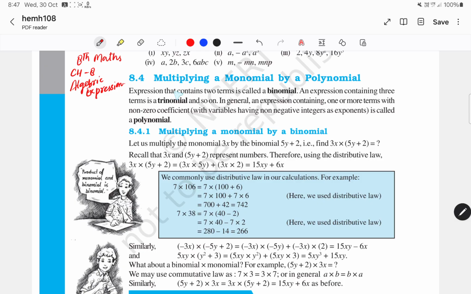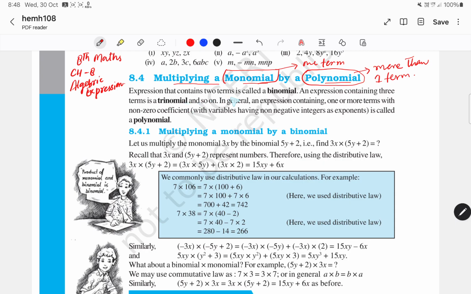So today's topic is multiplying a monomial by a polynomial. Here, what's a monomial? A monomial is an algebraic expression which has only one term. And a polynomial means an algebraic expression which has more than one term.